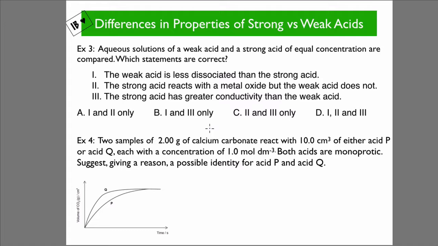Example 4. Two samples of 2 grams of calcium carbonate. We have got 10 centimetres cubed of either acid P or acid Q. Obviously P and Q are going to be one strong acid and one weak acid. Suggest, giving a reason, a possible identity for acid P and Q. Well, you can see straight away that Q has a greater rate of reaction. The carbon dioxide is being given off far quicker than with P. So just think of any kind of strong acid, so let's just say HCl. And if I have a weaker acid, why not just go for ethanoic acid?